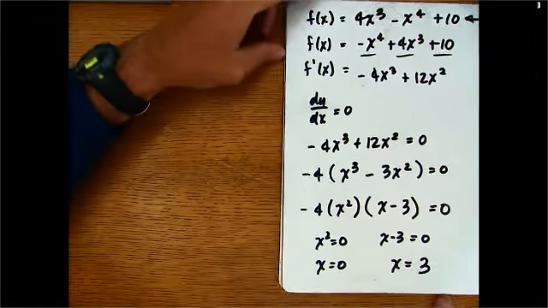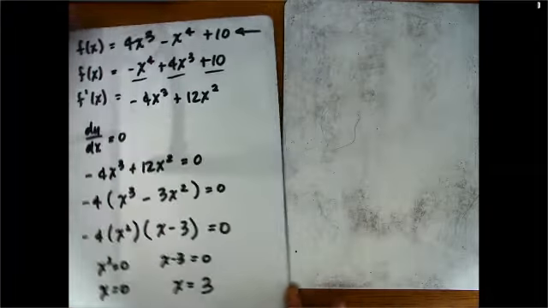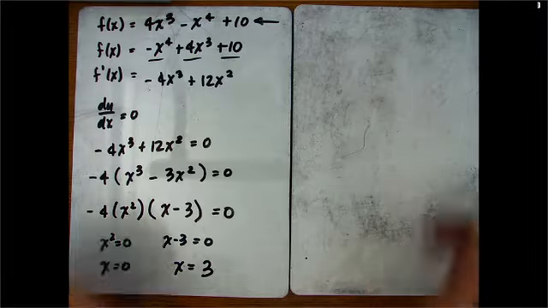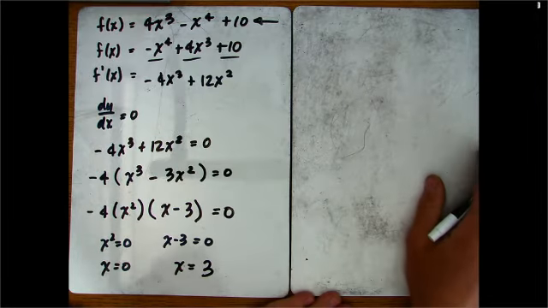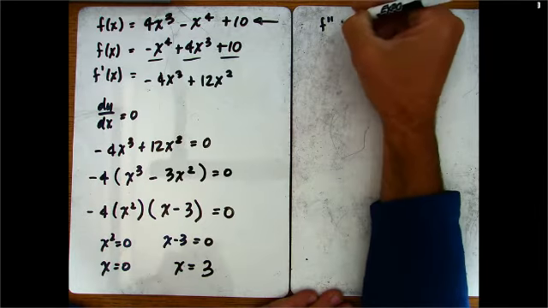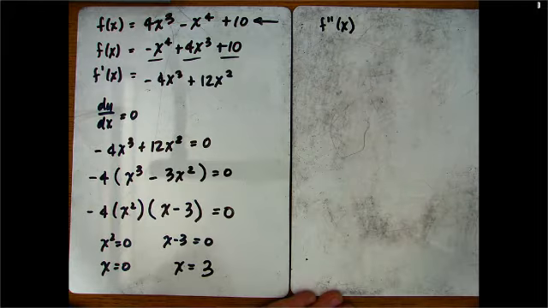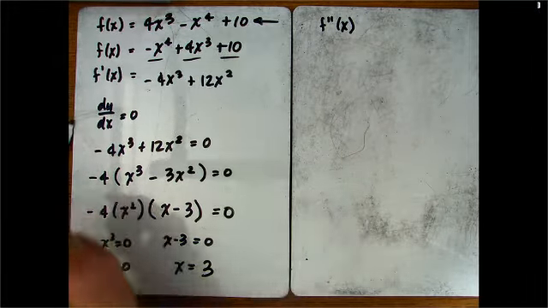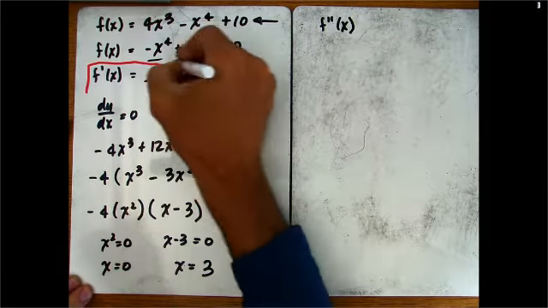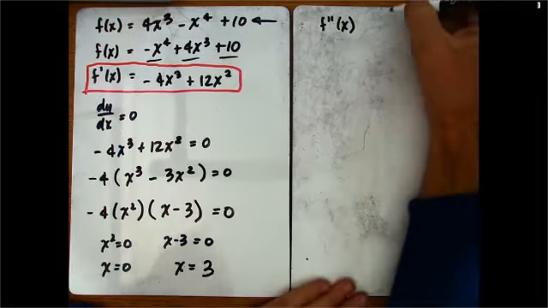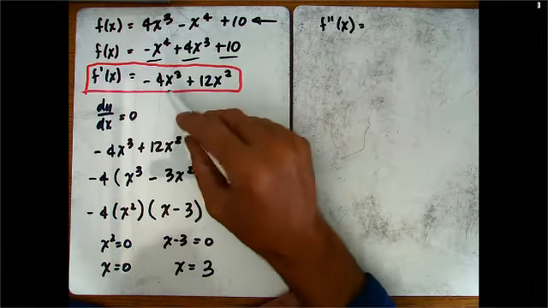So let me see if I can keep this on the same page. Can I do that? I think I can. It might be kind of interesting to take a look at the second derivative of the function and see if that can help us. So we know what the first derivative is. I'll highlight it here in red. Here is our first derivative. To find the second derivative, we just take the derivative of the first derivative. So that's going to be easily obtained.